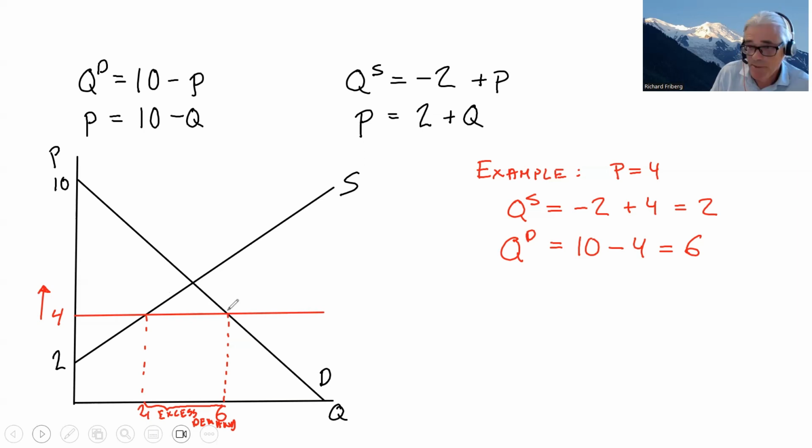So at a low price, we might well have a situation where many want to purchase, few want to sell, and the difference between the two is excess demand. Okay, and when there's an excess demand, we expect an upward pressure on prices in this market. Okay.